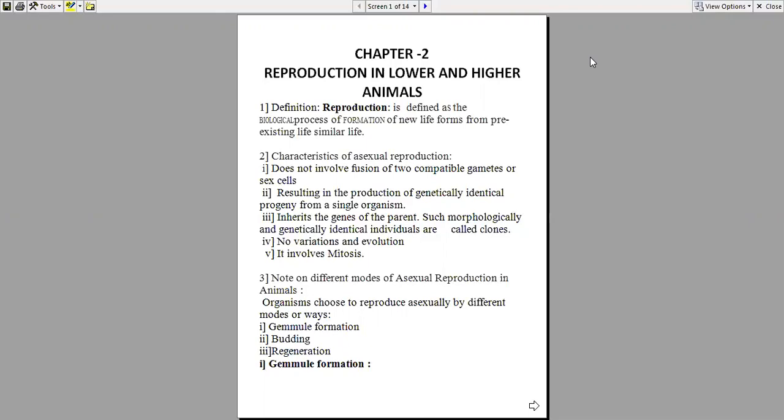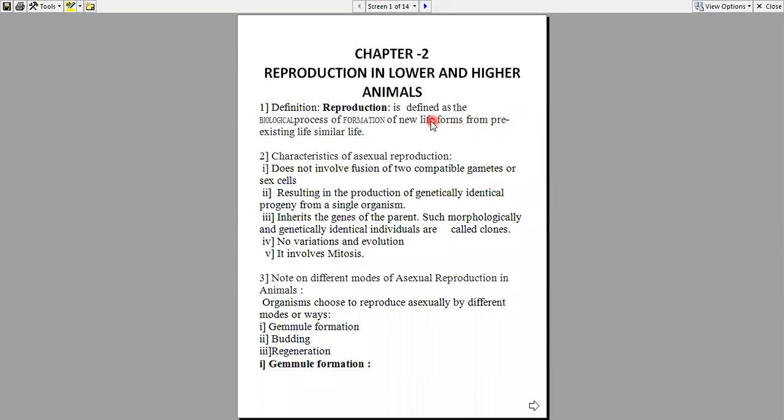Question number one is definition. To start with is definition of reproduction. This we have done earlier, but here the definition is very important. It has to be word to word what is being given here. Reproduction is defined as the biological process of formation of new life form from pre-existing one.